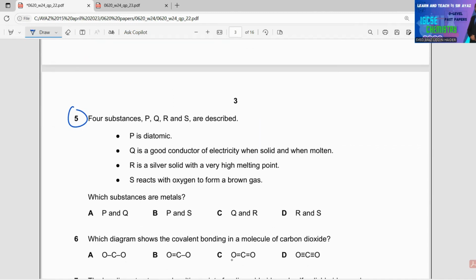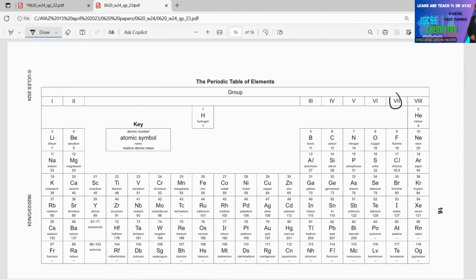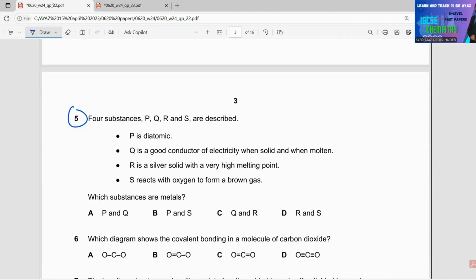Four substances P, Q, R, and S are described. P is diatomic. Q is a good conductor of electricity when solid and when molten. R is a silver solid with a very high melting point. S reacts with oxygen to form a brown gas. Which substances are metals? Now, P is diatomic. It means it must be a non-metal. We have in the periodic table non-metals, especially group 7 elements, they all are non-metals. So this must be non-metal.